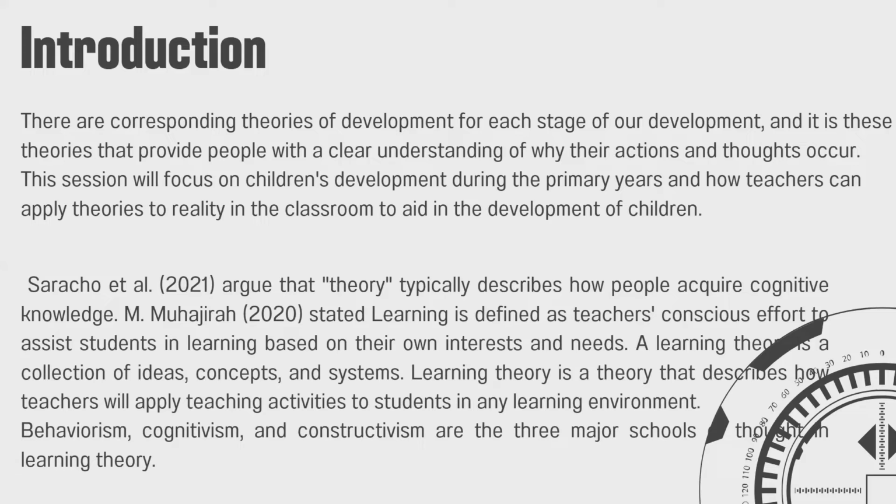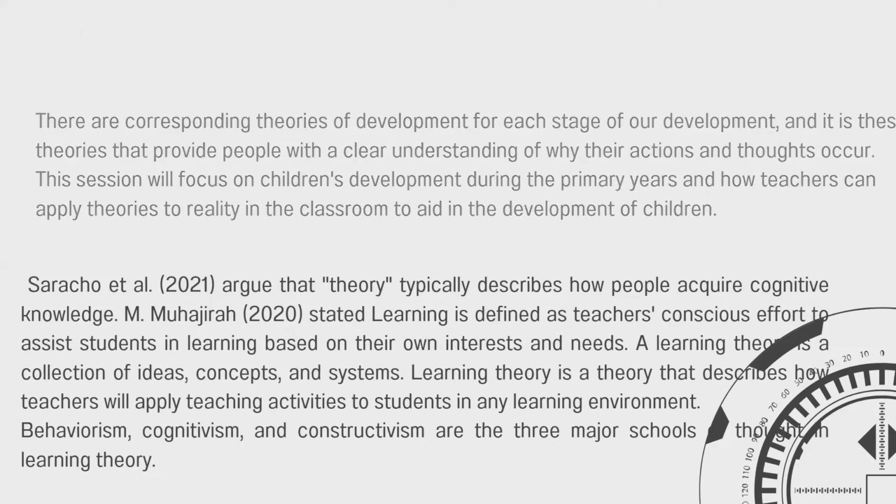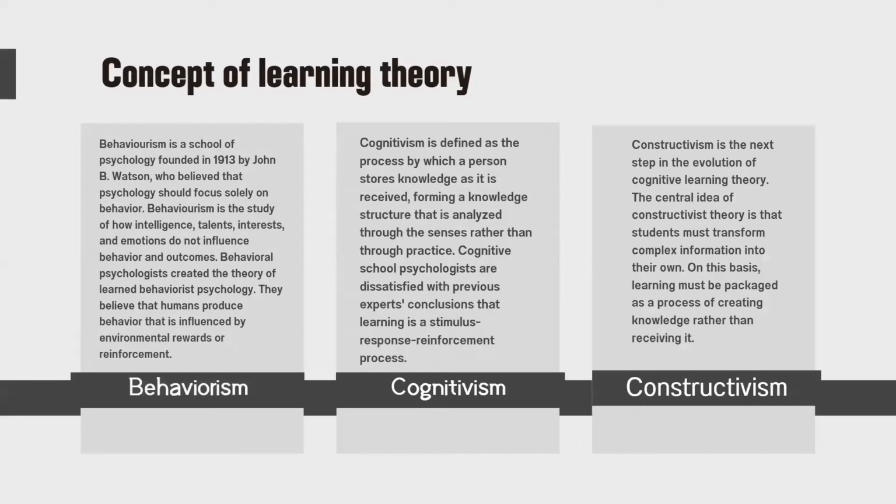The 3 main bodies of the learning theories are behaviorism, cognitivism, and constructivism. Behaviorism is a school of psychology founded by John B. Watson. The behaviorists believe that humans produce behavior that is influenced by environment rewards or reinforcement. Cognitive psychologists did not agree with the stimulus-response reinforcement process. They believe that the received knowledge will form a knowledge structure that is analyzed through practice.